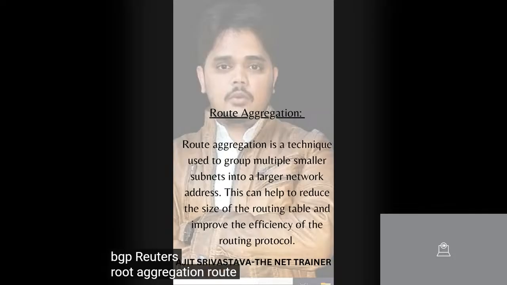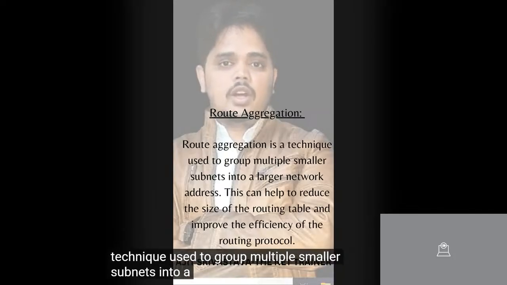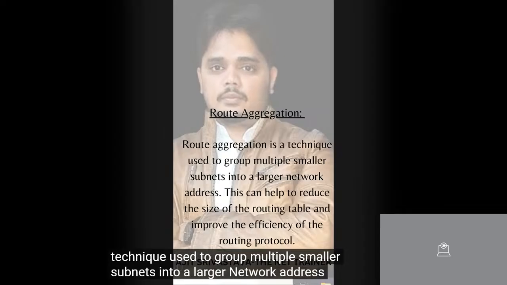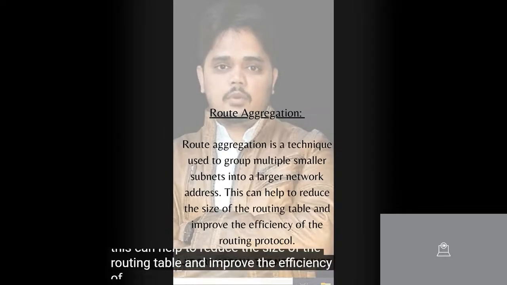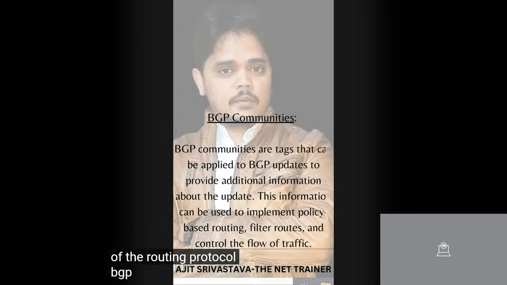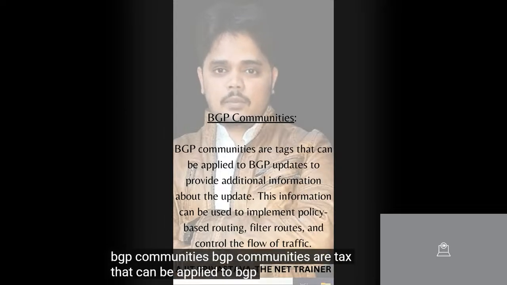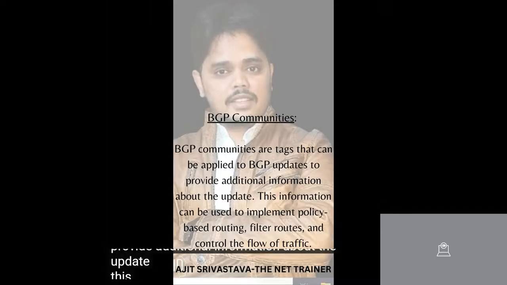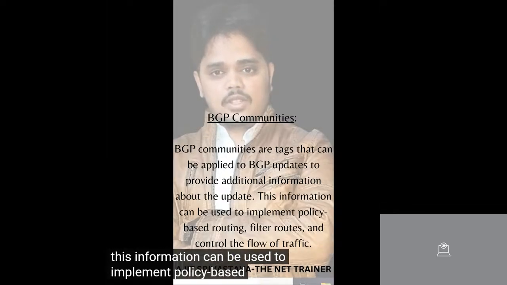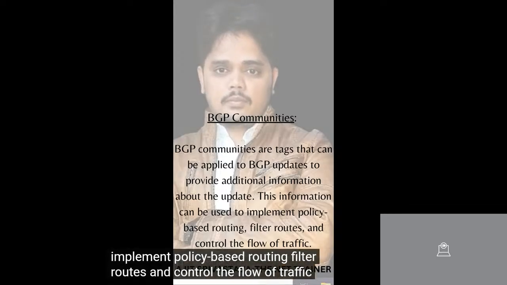Route aggregation. Route aggregation is a technique used to group multiple smaller subnets into a larger network address. This can help to reduce the size of the routing table and improve the efficiency of the routing protocol. BGP communities. BGP communities are tags that can be applied to BGP updates to provide additional information about the update. This information can be used to implement policy-based routing, filter routes, and control the flow of traffic.